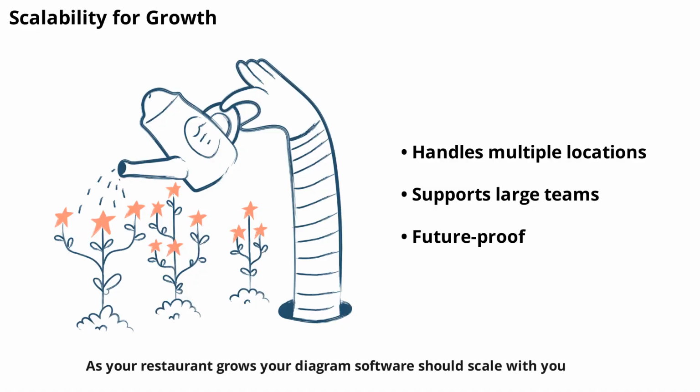As your restaurant grows, your diagram software should scale with you. Choose tools that can handle multiple locations, larger teams, and more complex layouts. This ensures you won't outgrow your software as your business expands, saving you from having to switch tools later.